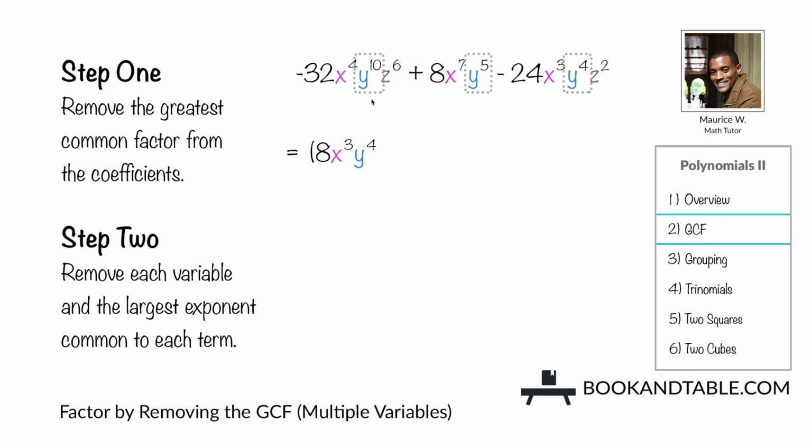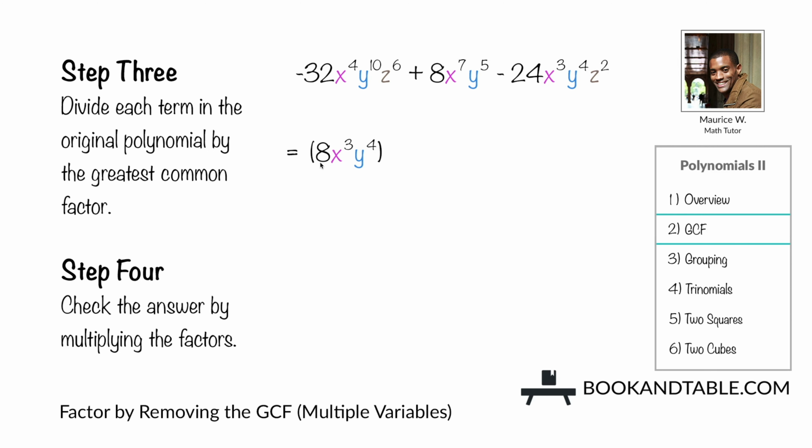We then look at the next variable, y. We have y to the 10th, y to the 5th, and y to the 4th. 4 y's are common in all three, so we can remove y to the 4th. And now we look at our z's. Z to the 6th is in the first term. There is no z in the second term, and we do have a z in the third term. But since z is not common in all three terms, then there is no z in the greatest common factor, since it is not common here. So our greatest common factor is 8x cubed y to the 4th.